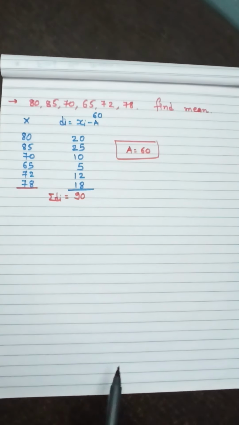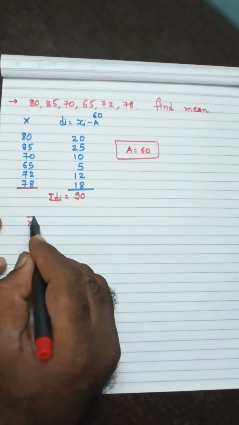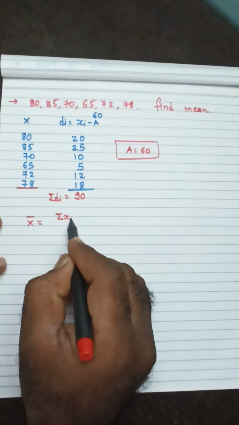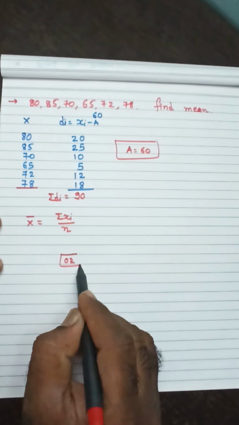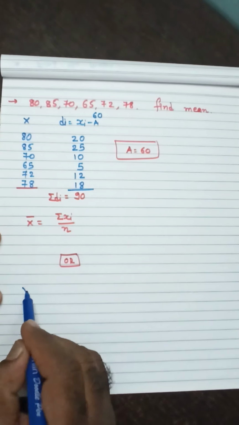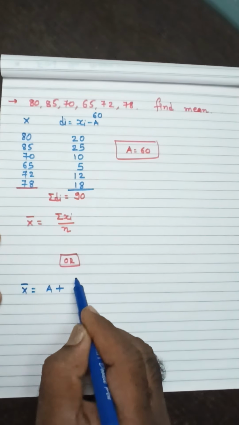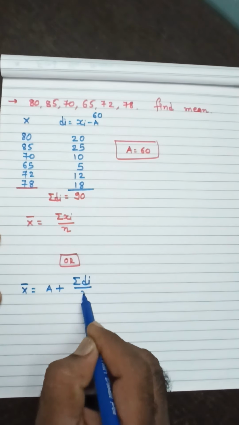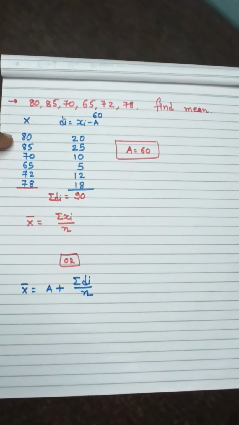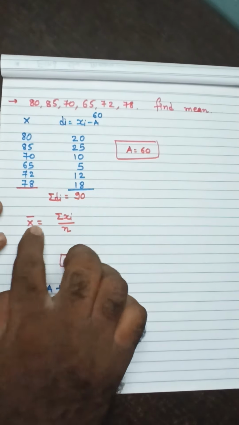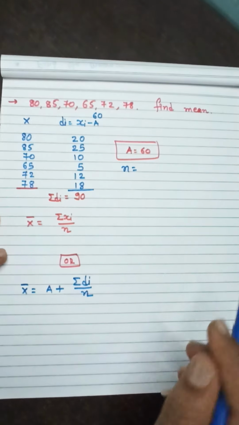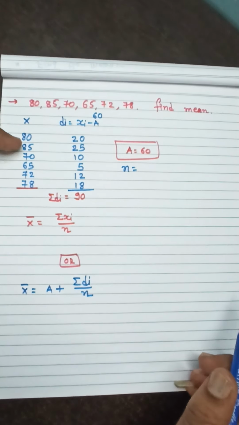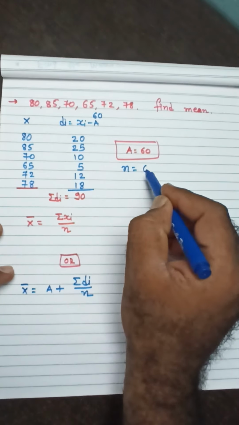Now, if we want to find the mean, by simple formula, x bar is equal to sigma xi upon n. And as per the shortcut formula, what will be the formula? X bar is equal to A plus sigma di upon n. Okay, for the simple formula, x bar is equal to sigma xi upon n. Now, n is equal to what? Number of observations, because frequency is not given. 1, 2, 3, 4, 5 and 6. N is equal to 6.